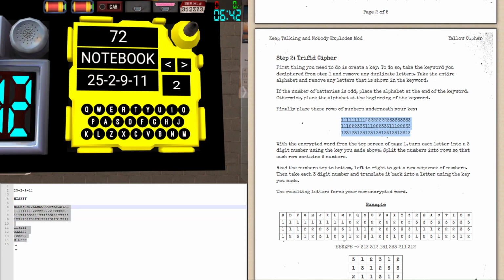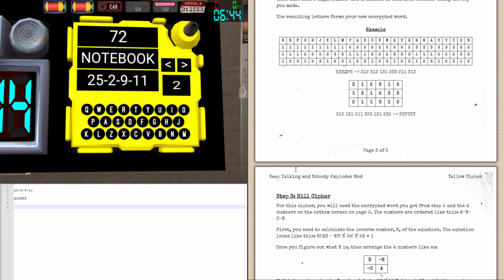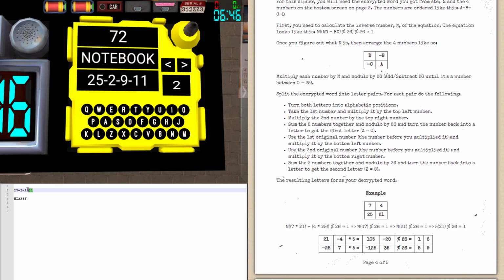And we don't need this anymore. On to the third step, which is Yellow Cipher. Now, Yellow Cipher is going to use our new encrypted word that we got from step 2, as well as our 4 numbers that we got from the bottom screen of page 2.